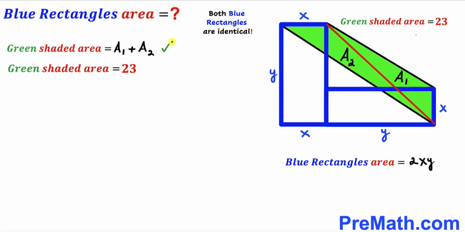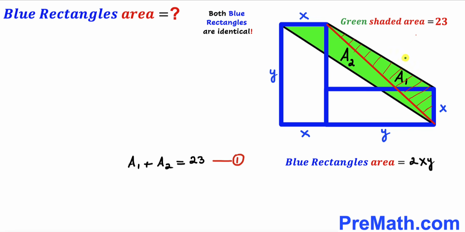So we are going to compare these two equations. We can see the left hand sides are identical, so we can equate the right hand sides as well. So we can write A sub 1 plus A sub 2 equals 23. I'm going to label this as our equation number 1.